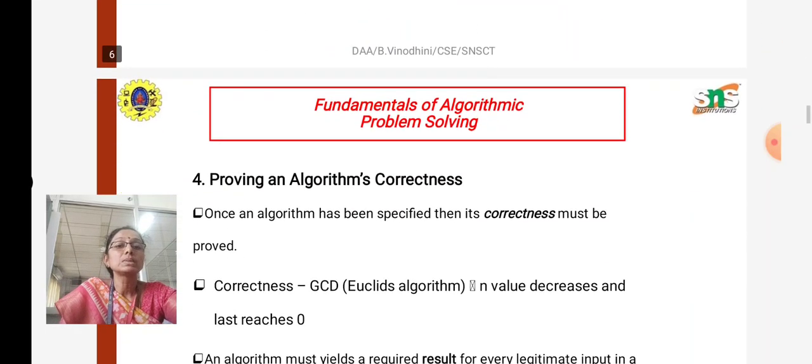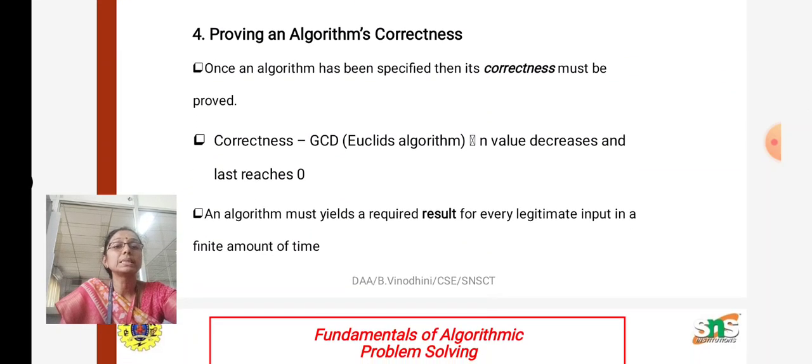Next, the fourth one is that after specifying an algorithm, we have to prove the algorithm's correctness. For example, consider finding the GCD of numbers. The value of n decreases and should reach 0. That is the correct way to find the GCD using the Euclidean algorithm. So after specifying any algorithm, we should prove its correctness. It's a very important step.